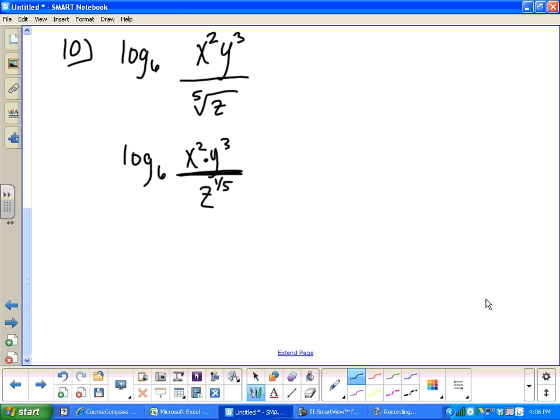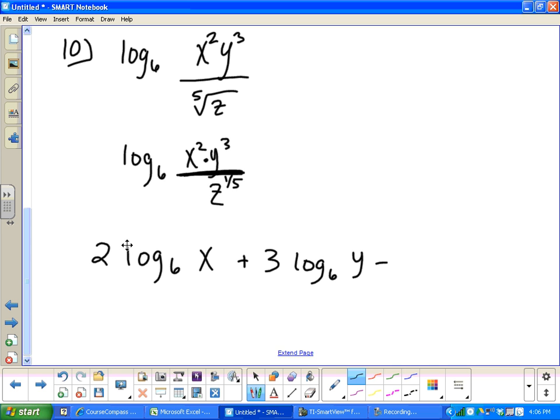So now let's expand here. So we're going to get log base 6. Now, with the x squared, the 2 is going to come out in front with the power. And we've got times y cubed, so we'll say plus 3 times log base 6 of y. And then the division here means we're going to subtract. So we have minus. Now we're going to bring the 1/5 power to the front. So it would be 1/5 log base 6 of z. Okay, notice all those were unknowns there, so I'm not going to be able to evaluate any of those.